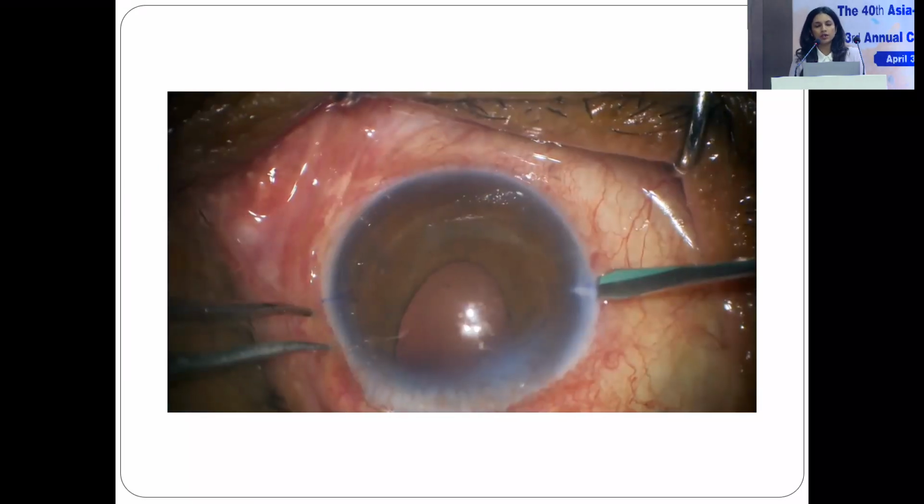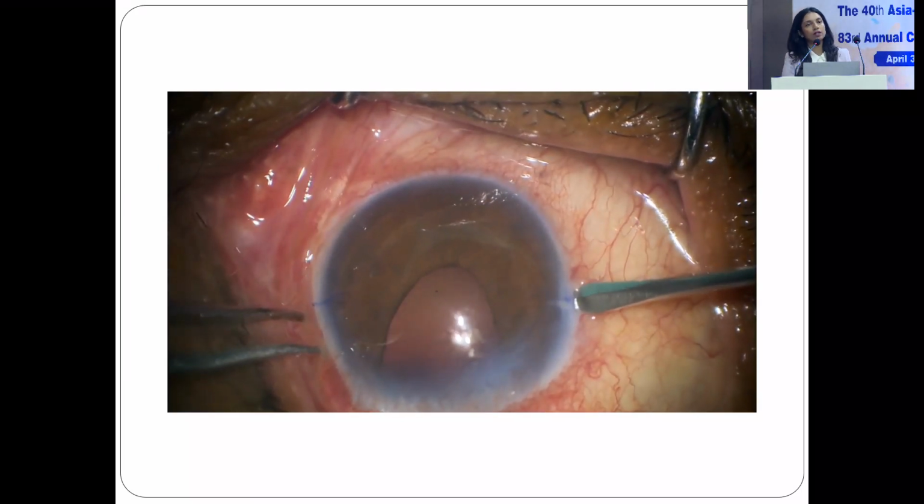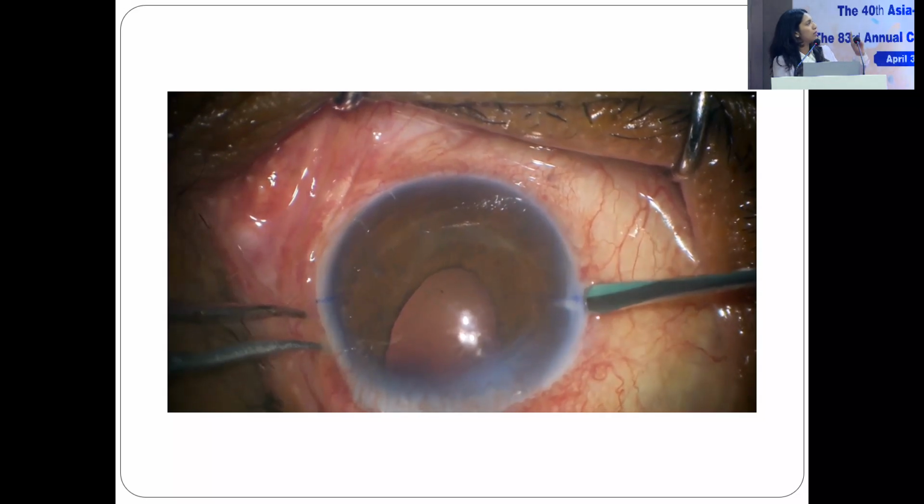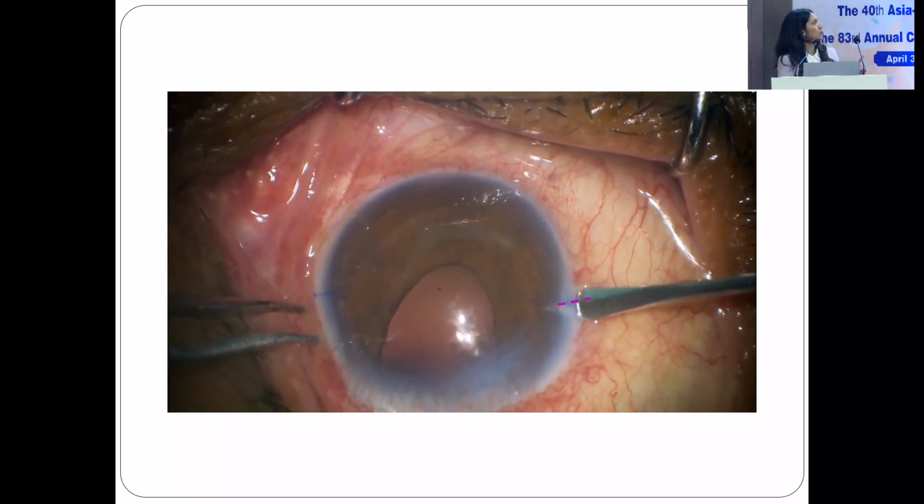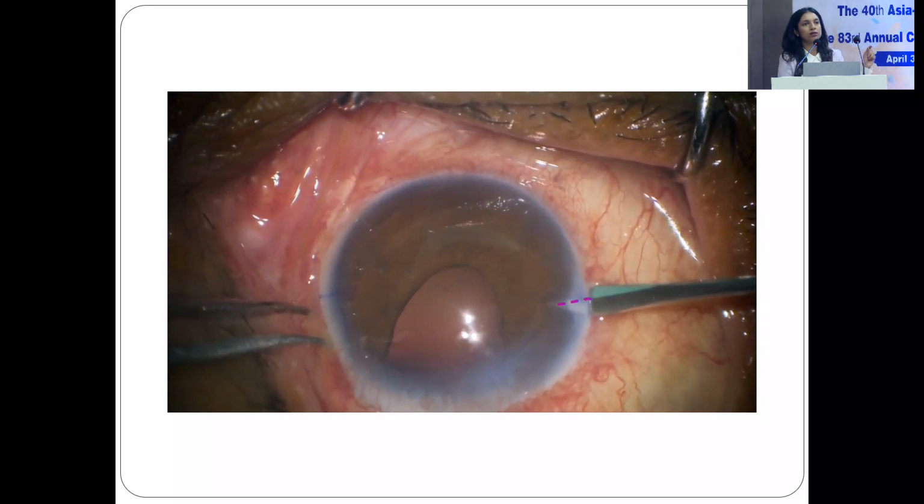After we do the marking, we can now make the side port. Just see that the side port that we make is limbal, it's a single stab wound, and it's a short tunnel.